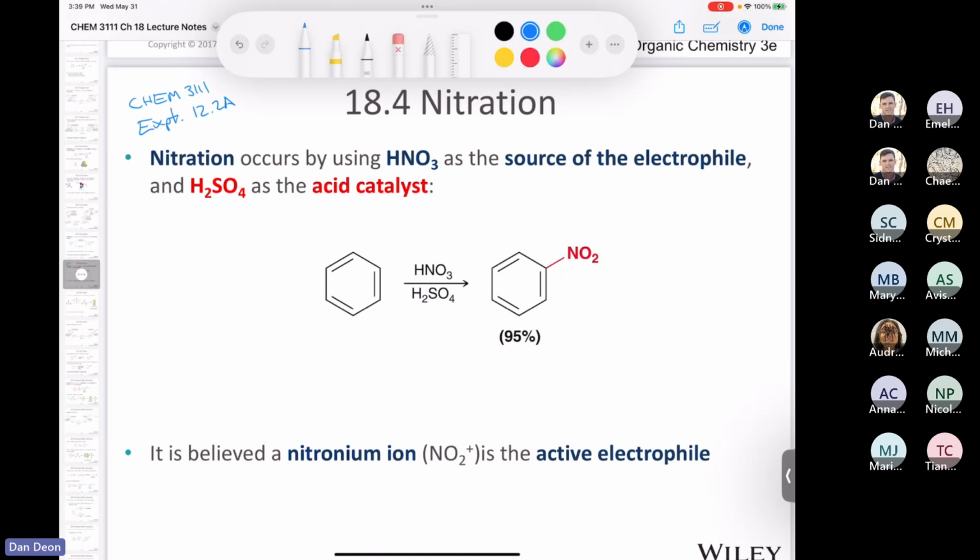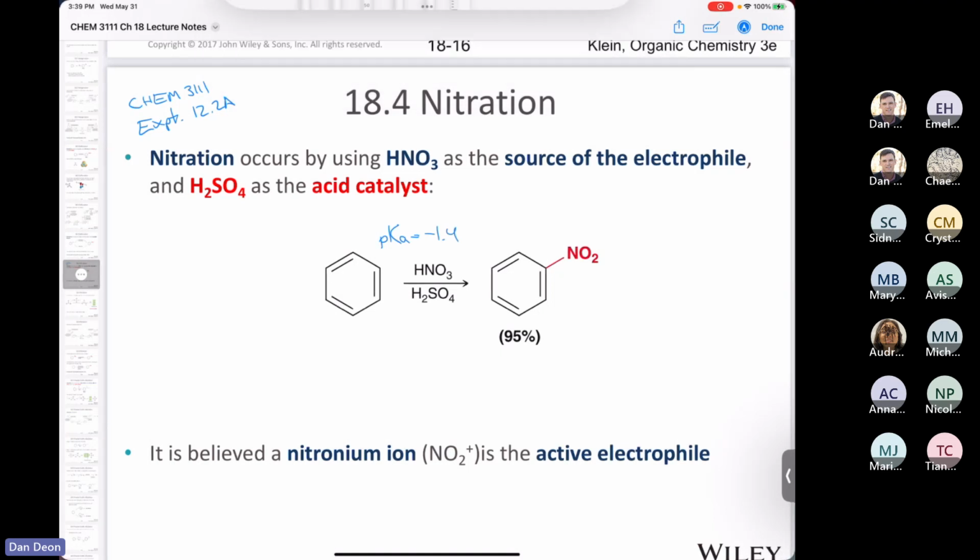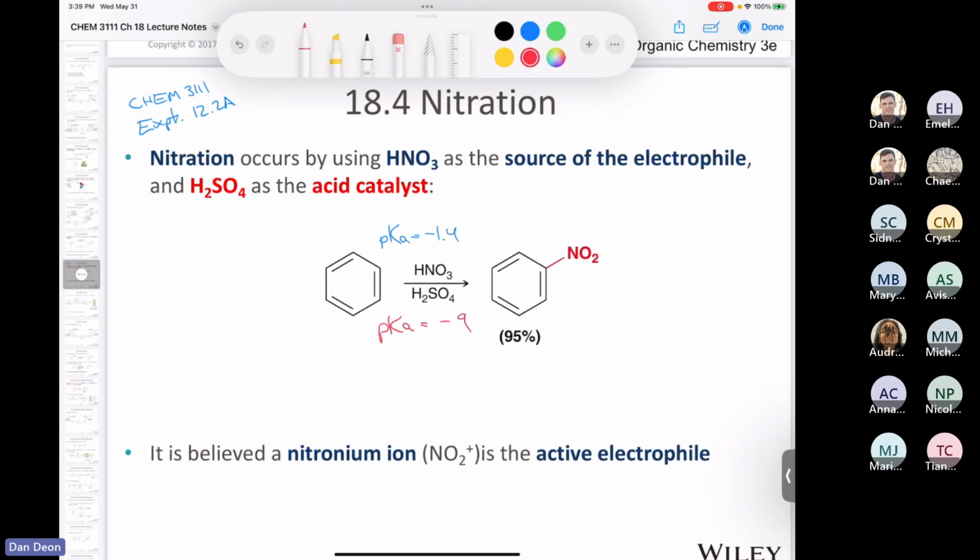And what happens here is that the nitric acid actually gets protonated by sulfuric acid. And if you're going, well, they're both strong acids, how would one protonate another? It's a good question. The reason it can happen is because the pKa of nitric acid is negative 1.4, but the pKa of sulfuric acid, if you remember, is negative 9. And so that means that sulfuric acid is 10 million times more acidic than HNO3. Okay, that's a lot.